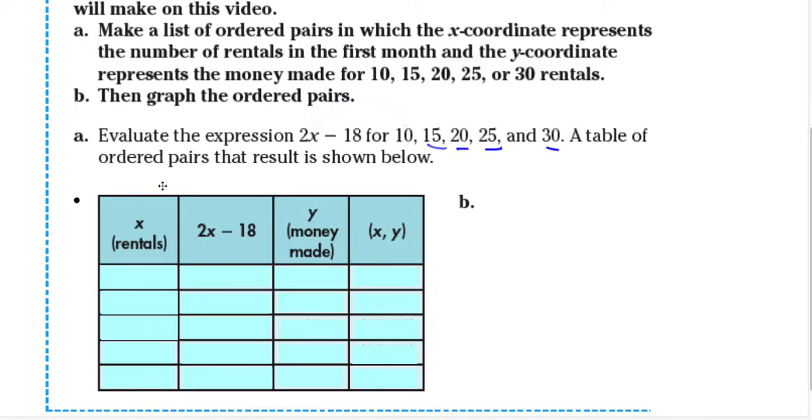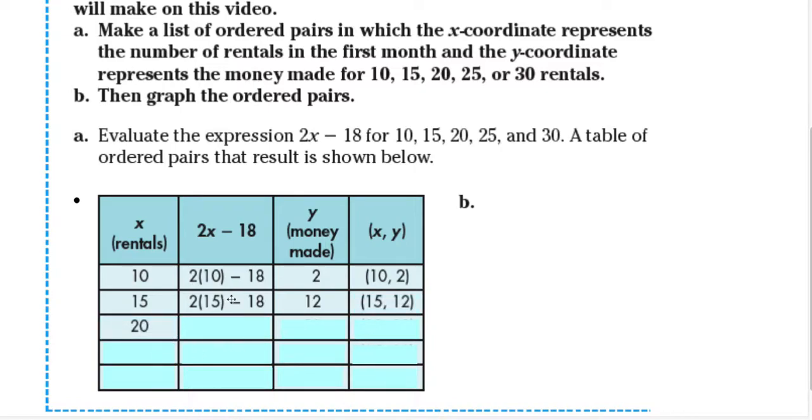So you have your table of values. Look carefully. If we have 10 rentals, we substitute the value of x with 10. We now have 2 times 10 minus 18. The money made will be $2. So that means our ordered pair would be 10 and 2. If we have 15 rentals, substitute 15 for x. We have 2 times 15 minus 18. The money made would be 12 because 2 times 15 is 30 minus 18 is 12. And our ordered pair would be, remember, x and y, 15 and 12.